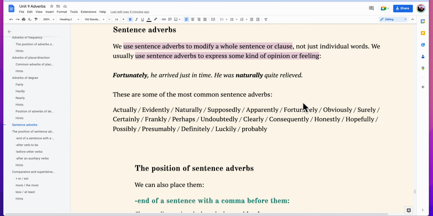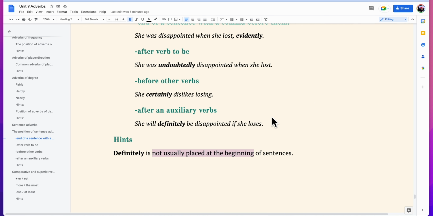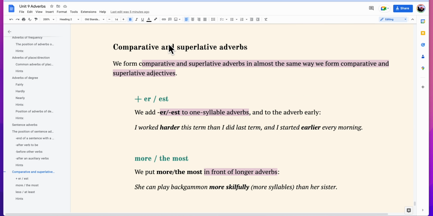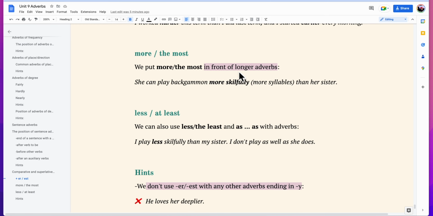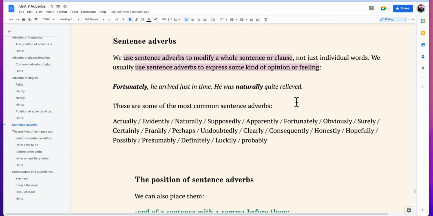Sentence adverbs and also the position of sentence adverbs. And there are some hints. Also, we talk about comparative and superlative of adverbs, and there's some usage about that and the hints. Usually we use sentence adverbs to modify the whole sentence, but how exactly could it apply? Let's take a look. Sentence adverb.